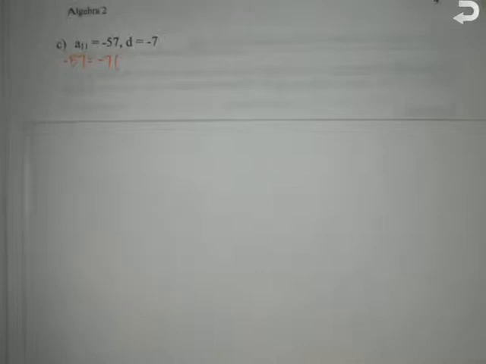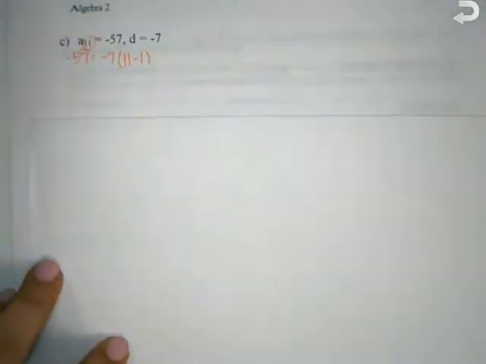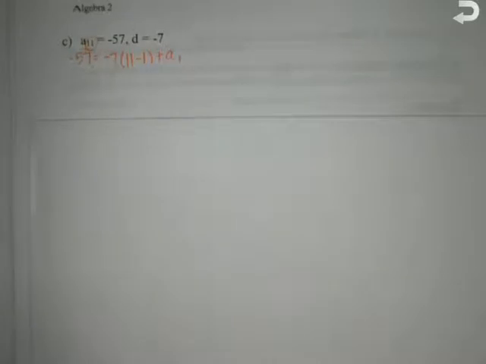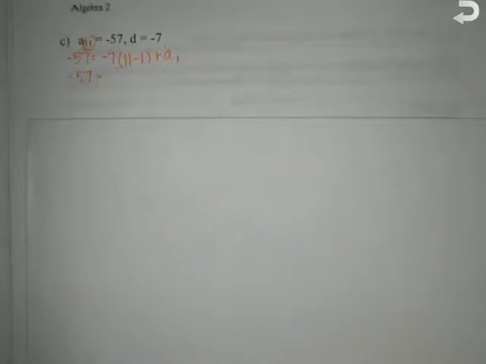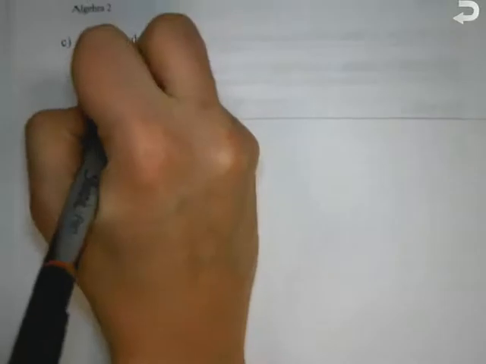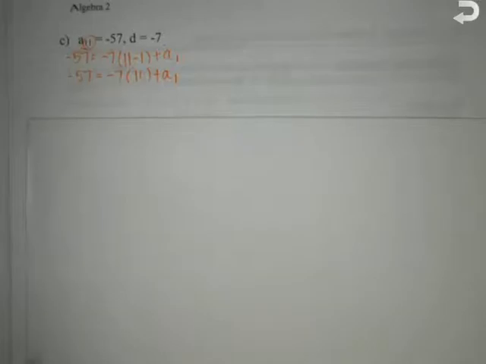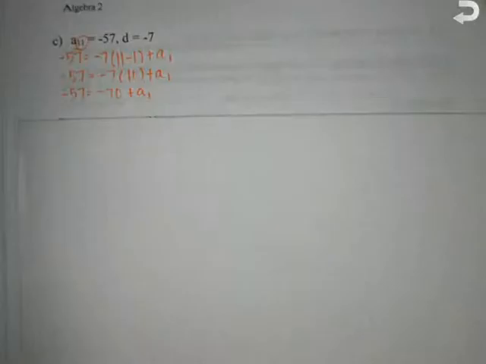I know what n is. 11, right? So 11 minus 1. I don't know what a sub 1 is, so plus a sub 1. So this time we're going to solve for a sub 1. So that is negative 57 equals negative 7 times 10 plus a sub 1. So that is negative 57 equals negative 70 plus a sub 1. So a sub 1 equals positive 13.